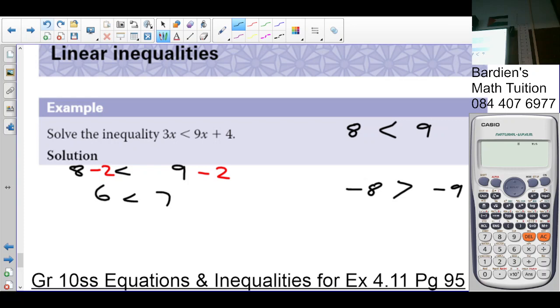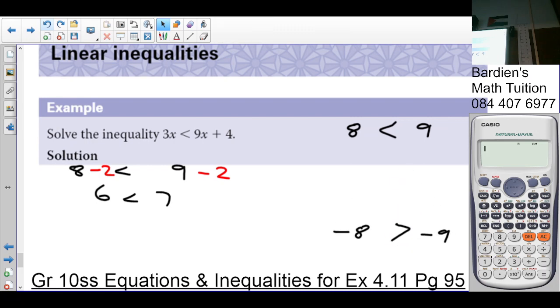But yesterday we checked this out. What will happen if I multiply both sides by negative 1? Then you get negative 8, negative 9. Would that inequality remain the same? No. We realize that negative 8 is larger than negative 9. Okay? So that needs to change then.